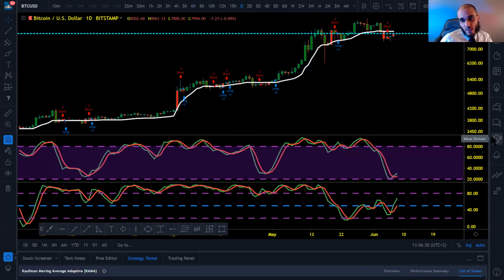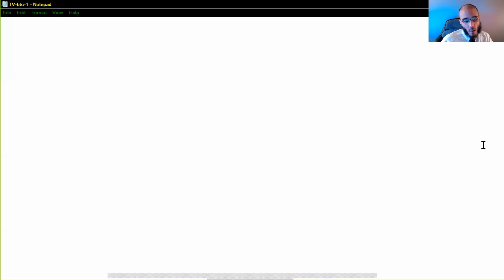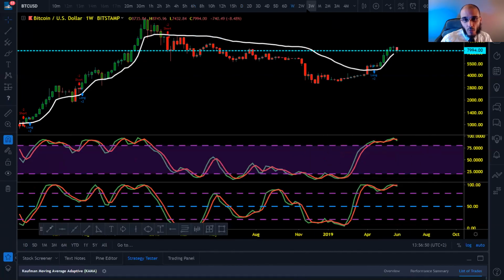Okay, one day stochastic is still positive. And 1 week should also still be positive. No! What is that? 1 week is negative. It was negative yesterday too, so I should have known.